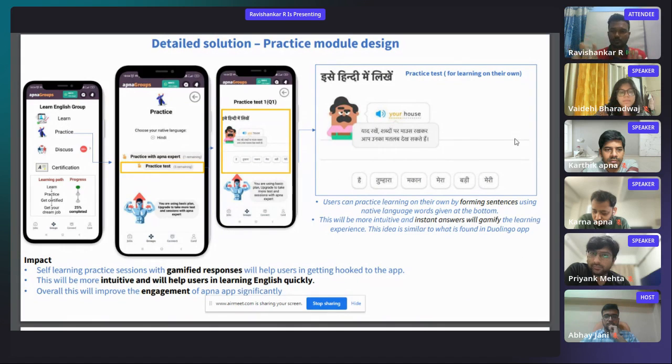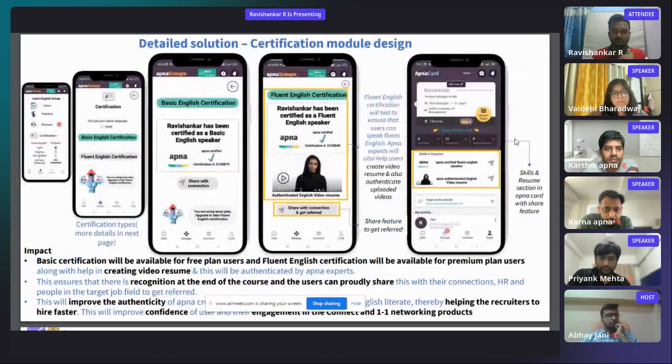And the next one is practice tests. It is like a duel. I got this idea from there, where English words will be given and people need to type out the translation of it in Hindi, in their native language. That's a better way to gamify the responses and increase the engagement.